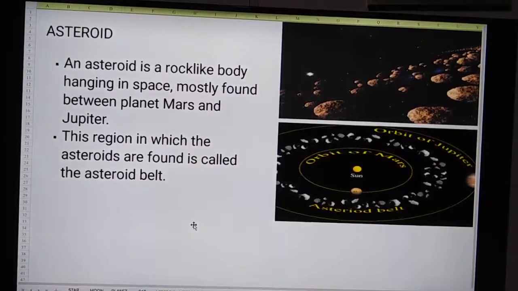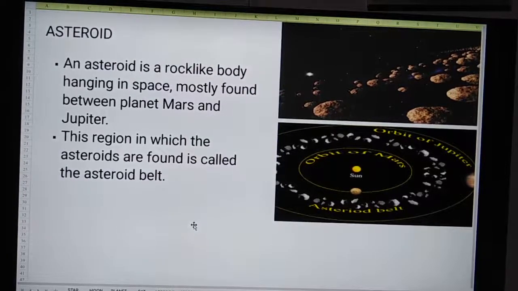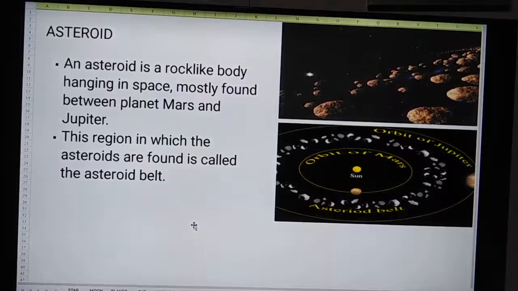Ladies and gentlemen, dear students, I hope you are following this lesson. So we are now on asteroid as the next item. So what is an asteroid? An asteroid is a rock-like body hanging in space. Scientists have proven that they sometimes move when they are being hit by the solar flares. They miss their path and they may hit into any planet. And if it is coming towards the Earth, then there's trouble ahead that we need to look out for.